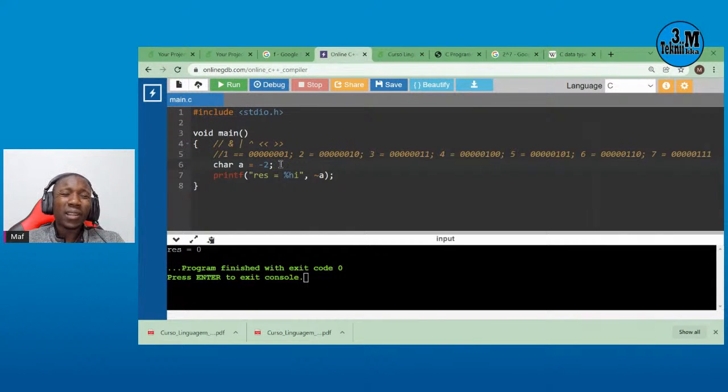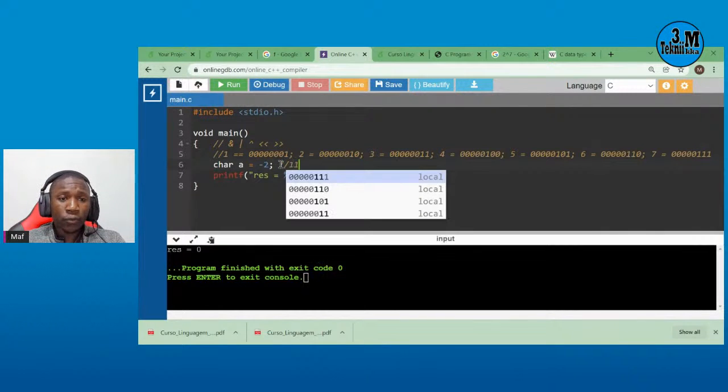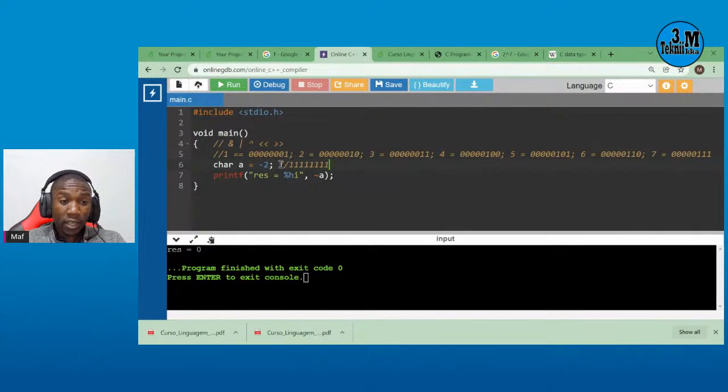I didn't want to work with negatives like this, because -1 is something like 1, 2, 3, 4, 5, 6, 7, 8. This is -1. Okay, this is -1, and when you do the negation of this, you're gonna have all zeros. Okay, but if you had something like -2, you're gonna have a 1, because -2 is something like this. This is -2.